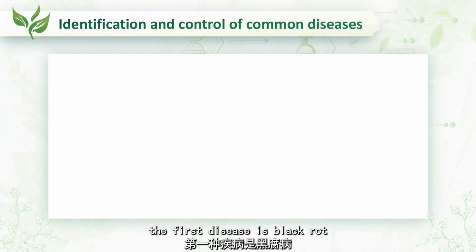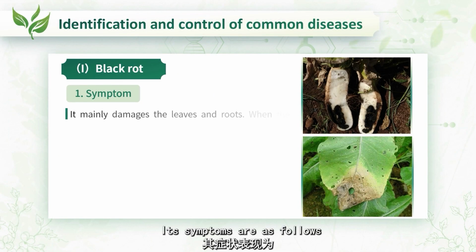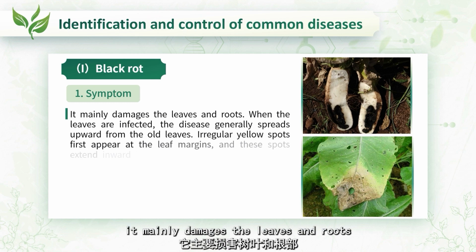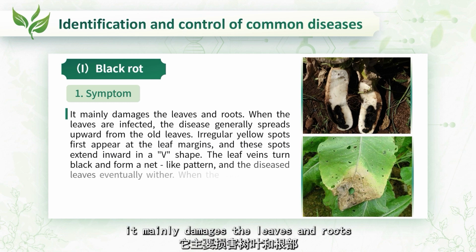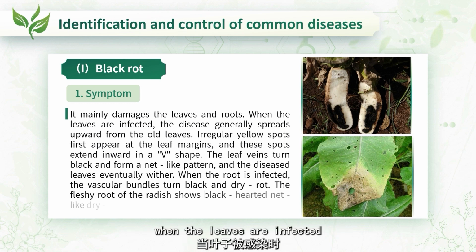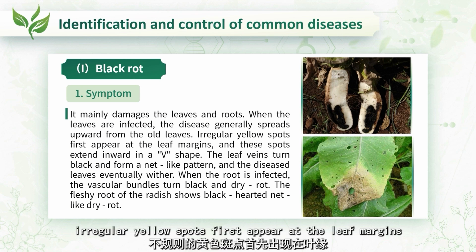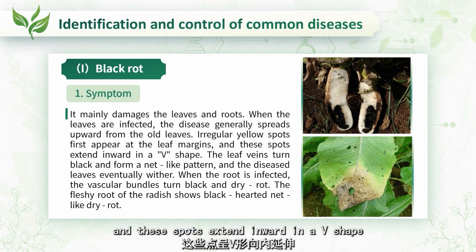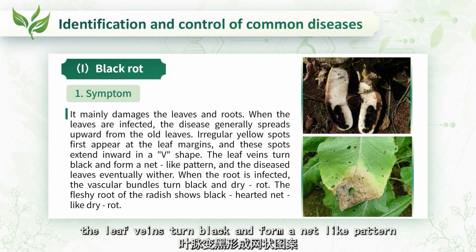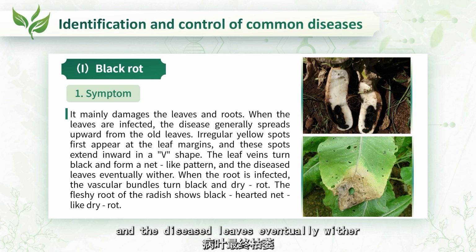The first disease is black rot. Its symptoms are as follows. It mainly damages the leaves and roots. When the leaves are infected, the disease generally spreads upward from the old leaves. Irregular yellow spots first appear at the leaf margins, and these spots extend inward in a V shape. The leaf veins turn black and form a net-like pattern, and the diseased leaves eventually wither.